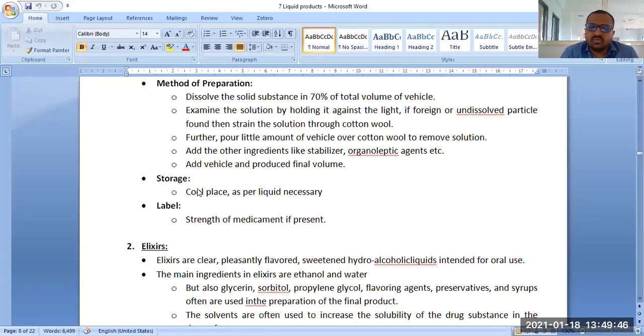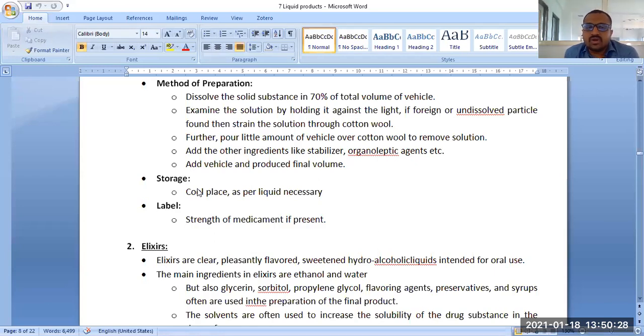Generally it is kept in a cool place, not in a higher temperature environment and not in a lower temperature environment. In the label you have to mention the strength of the medicament, meaning how much amount of drug you have used in the preparation. That is compulsory. Other things are as per the requirement: if you use alcohol you have to mention the amount of alcohol used in 100 ml of preparation, and if there are other ingredients, you have to mention them on the label.